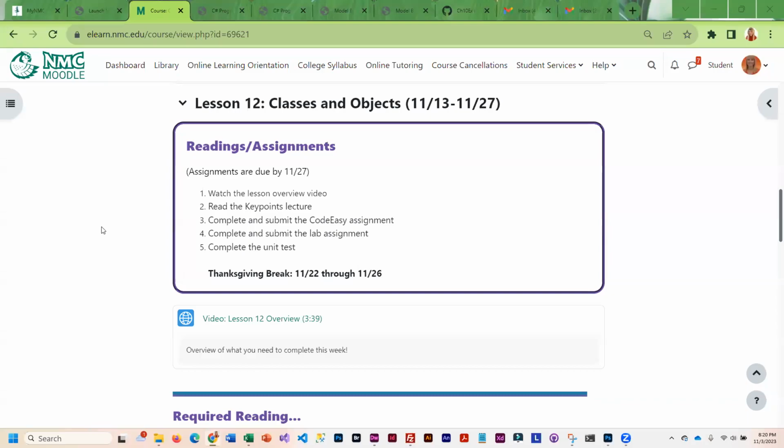So now that you kind of know the basics of structured programming, we are going to get into classes and objects, which kind of is the foundation for object-oriented programming.